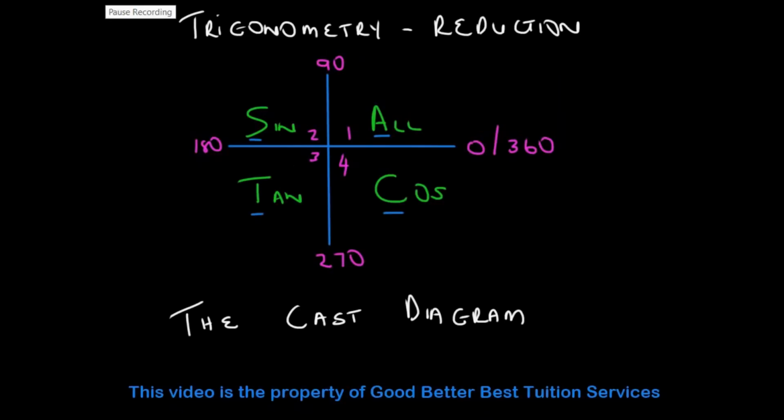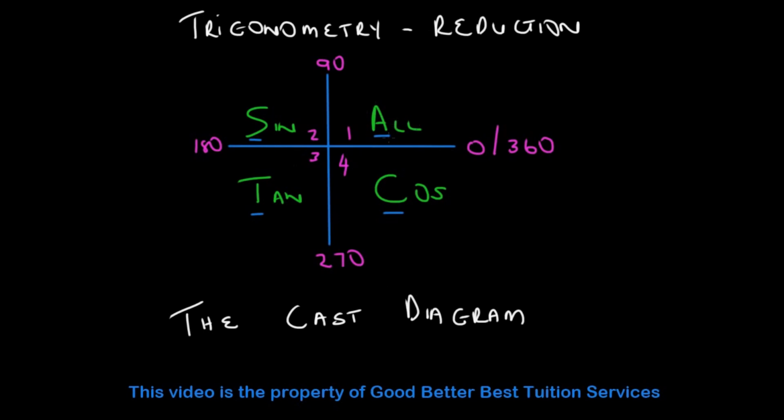Hi there everyone. Today we are going to be discussing reduction in trigonometry. Before we begin, let's start with a cast diagram. It's called the cast diagram because what we have is all, sine, tan, and cos. If you look at the letters C, A, S, T, it makes up the word cast. Alright, so what does this mean?